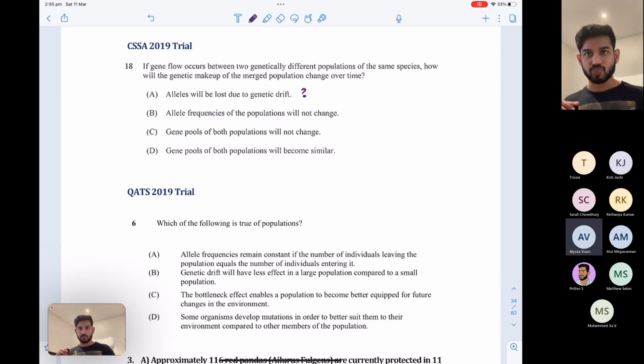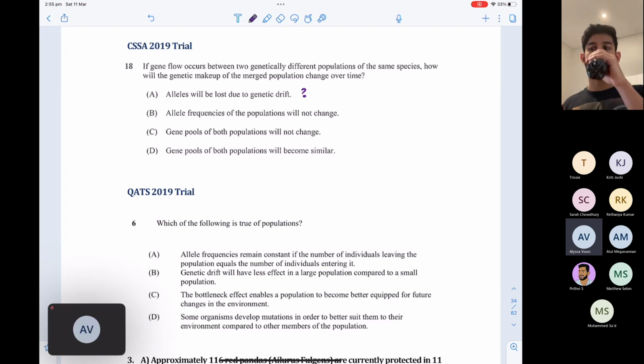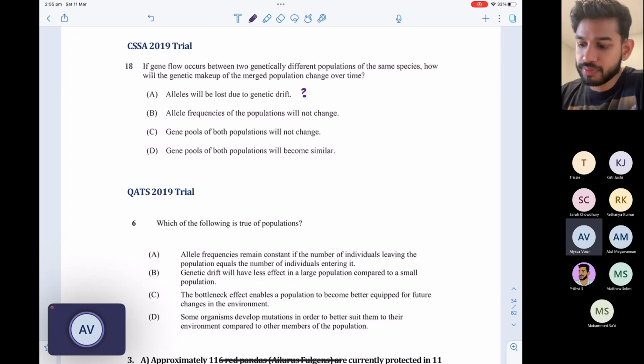Because gene flow is like the immigration and emigration of the alleles, I guess, of the organisms and their alleles when they're moving in and out of the gene pool. So then some of the alleles would be lost when they move away from it.